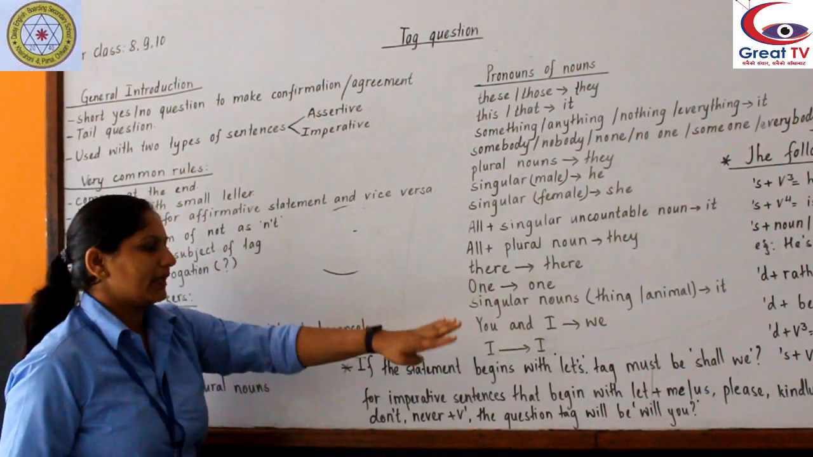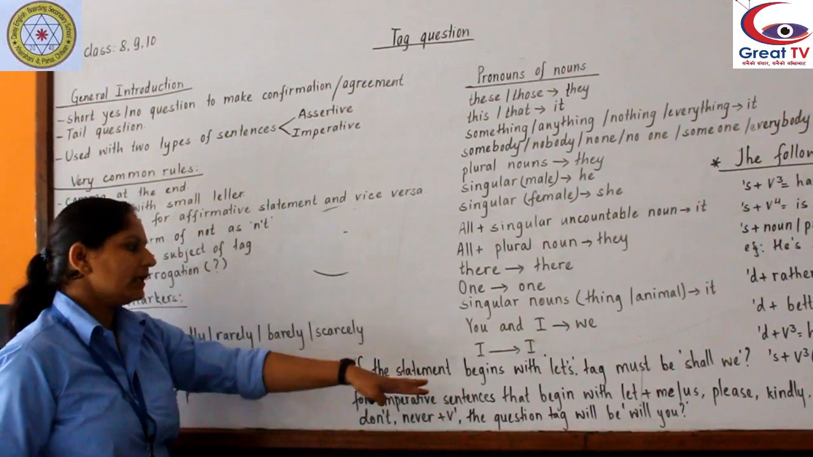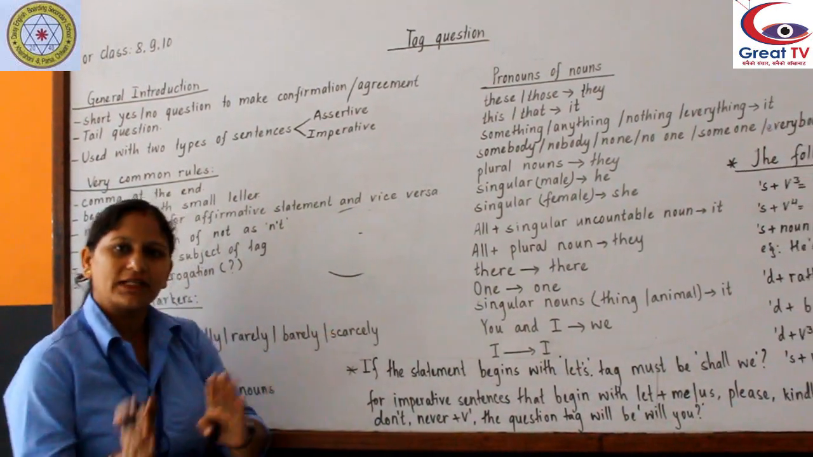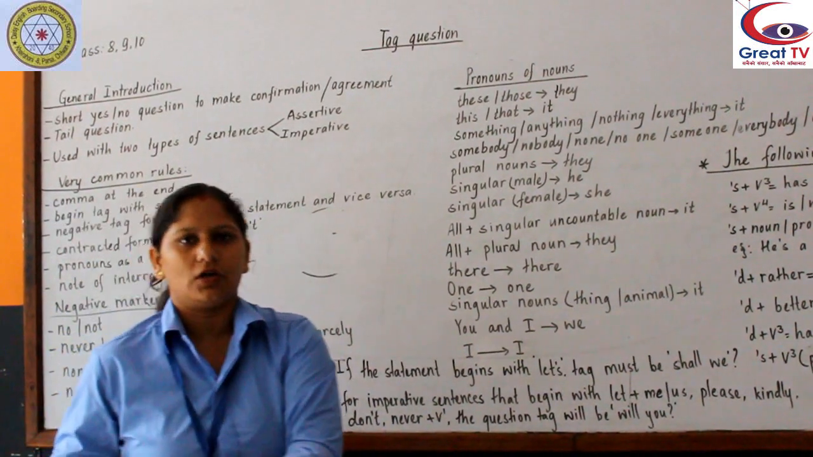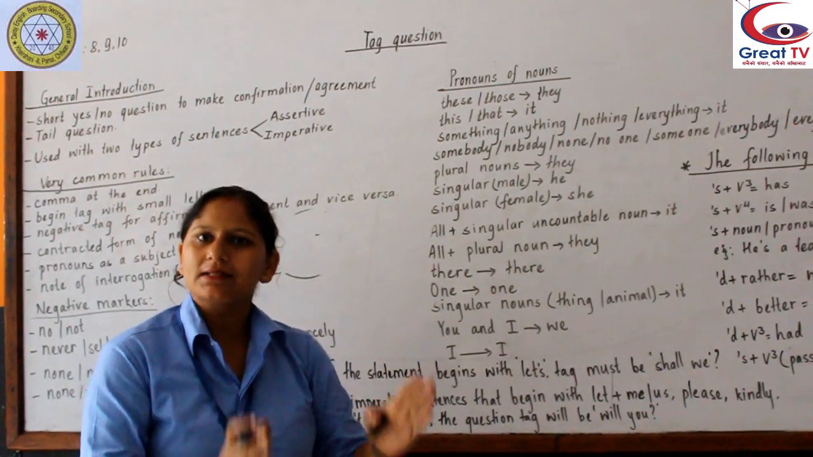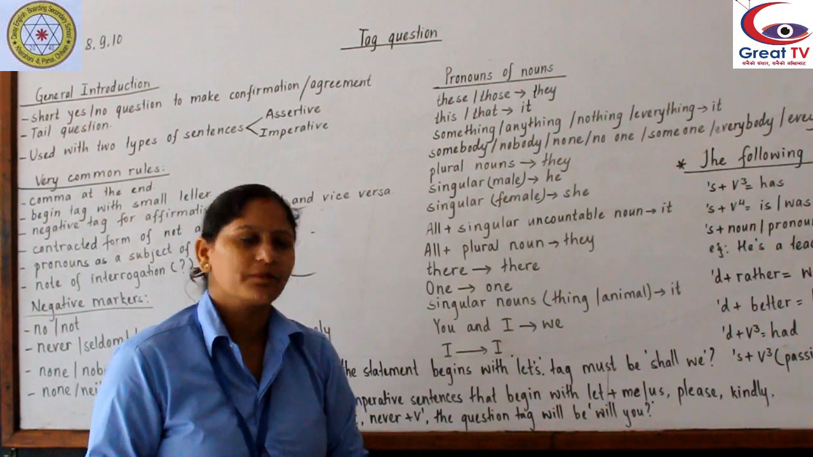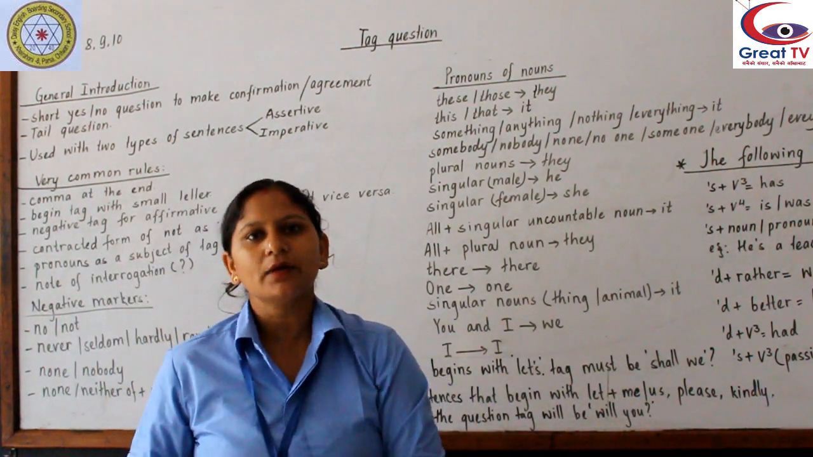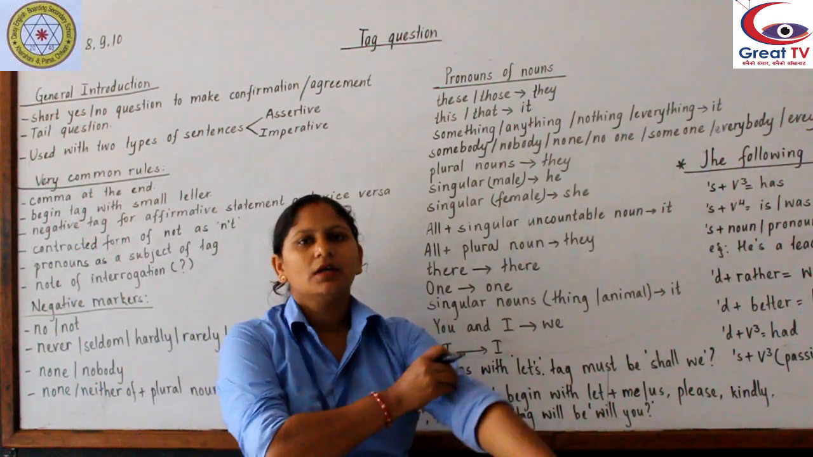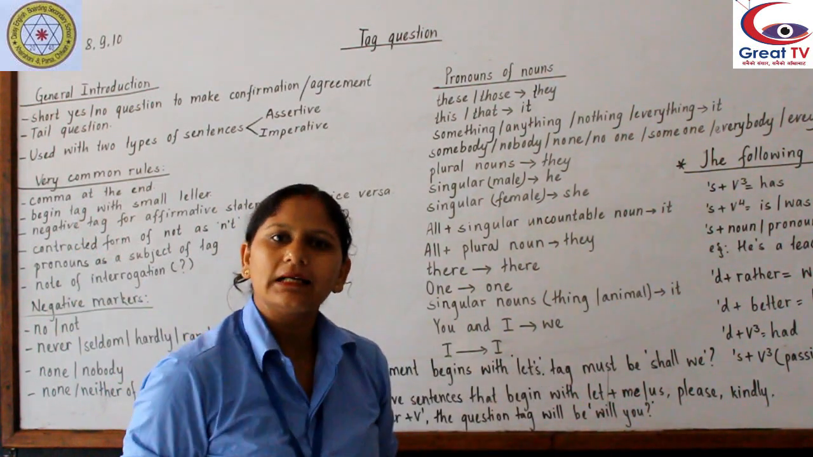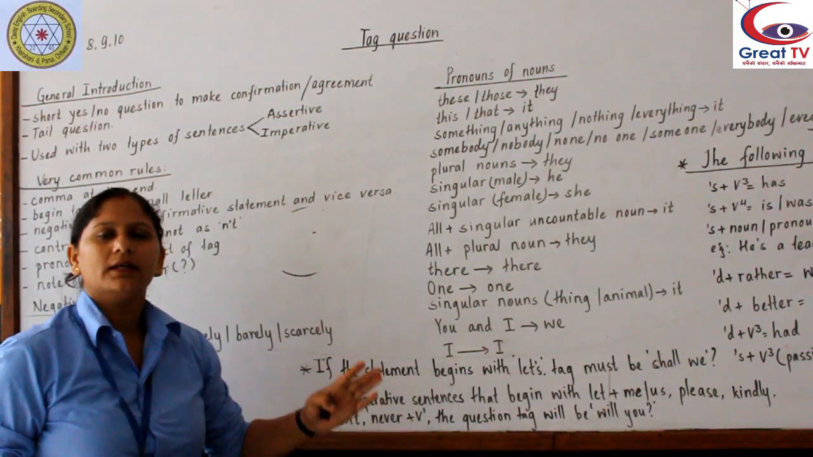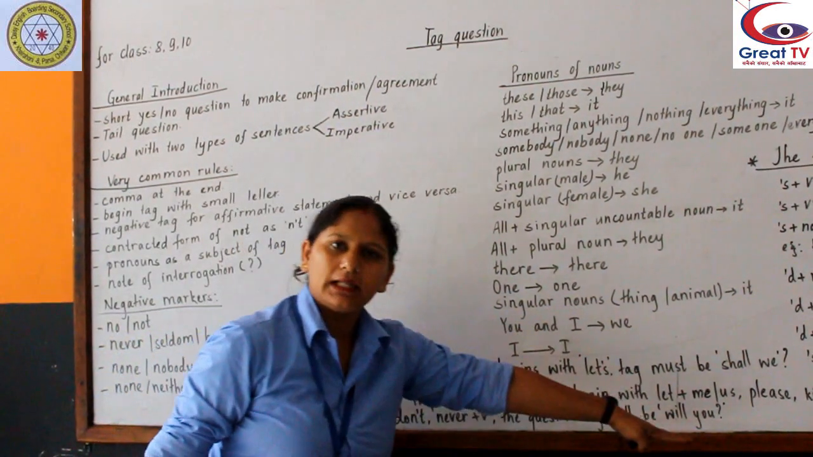In this way, the tags shall we and will you come with let's and let us. Okay, the difference between let's and let us: with a sentence starting with let's, the tag is shall we, and with a sentence starting with let us, let me, kindly, please, don't or never, the tag will be will you.